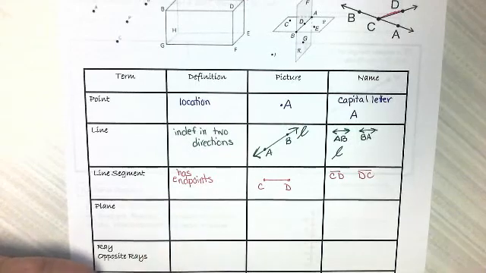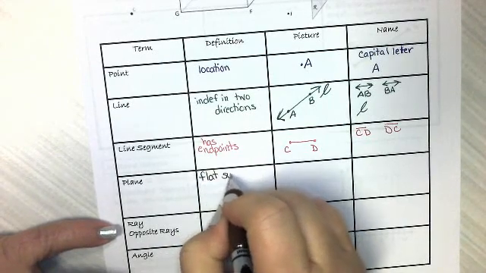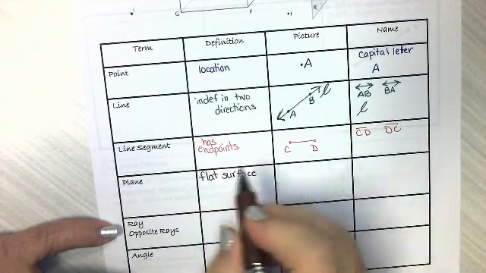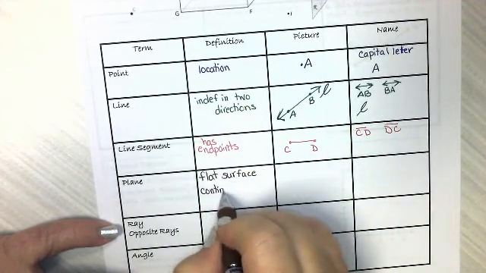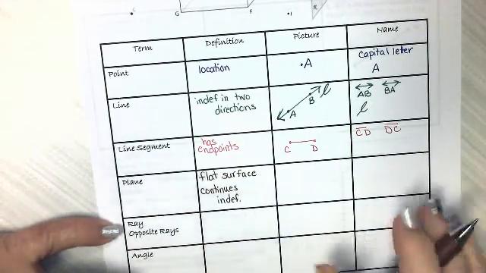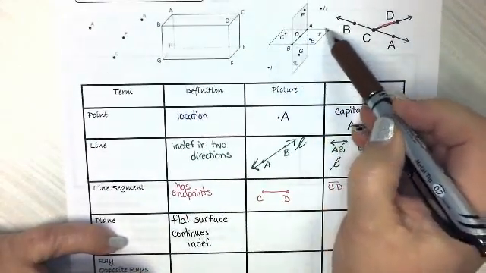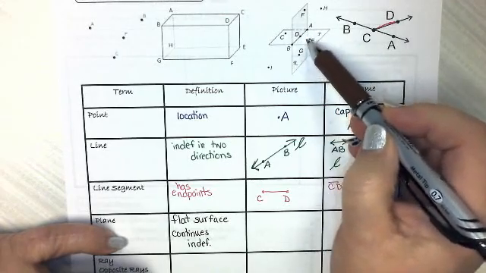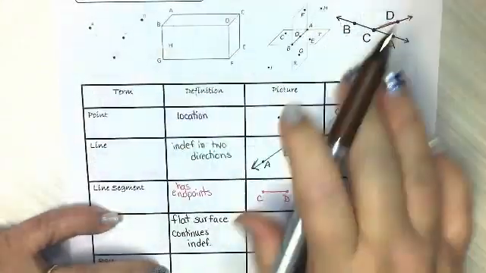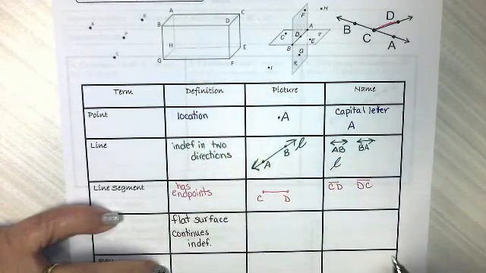A plane. A plane is a flat surface that continues indefinitely in all directions. So we'll focus on the fact that it's a flat surface, continues indefinitely. Since we can't draw something that continues indefinitely, we draw a plane usually as a parallelogram shape. And we'll say that's a plane. And we have to imagine that it continues on in all directions. Your desktop is a plane. The walls, the ceiling, the floor, those are all examples of planes.